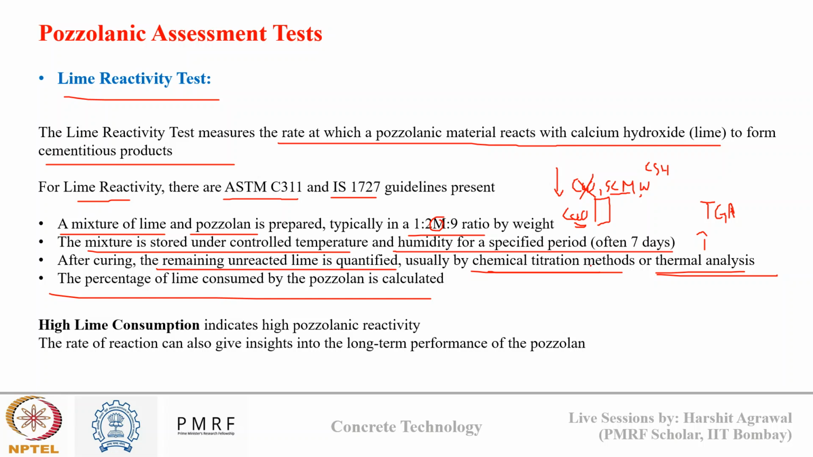Using these techniques, we can determine how much CaO is unreacted, and based on the amount of unreacted CaO, we can determine the pozzolanic reactivity of the SCM. Higher lime consumption indicates high pozzolanic reactivity, and this rate of reaction also gives an insight into the long-term performance of my pozzolan. For different pozzolans, the lime consumption rate can be different, which helps me judge which pozzolan is strong and which is weak.